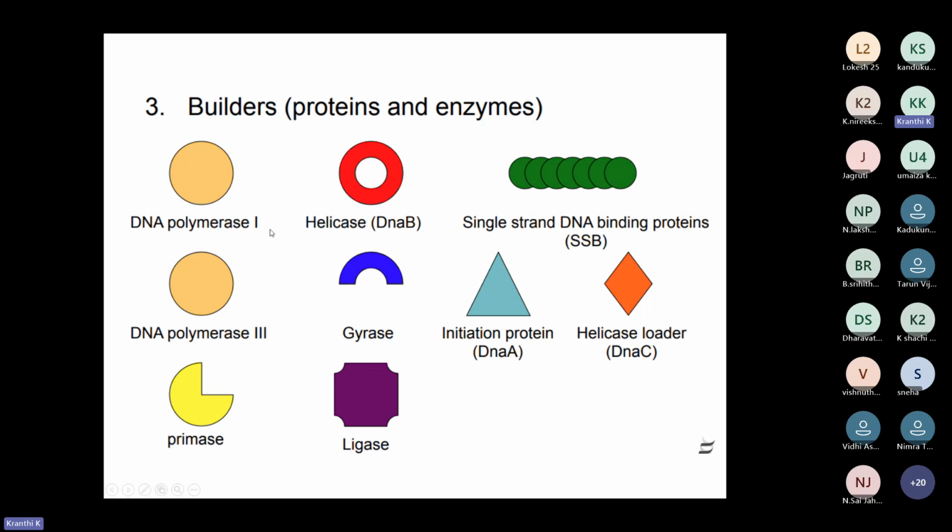We need some enzymes and proteins also, right? So what do we need? We need DNA polymerase enzymes 1, 2, 3. We need a helicase and actual DnaA, B, C. DnaA is an initiation protein. DnaB is a helicase. DnaC is a helicase loader. Then we also need the single strand DNA binding proteins, gyrase and ligase. Just to remember the symbols. So we'll be discussing all this one by one.